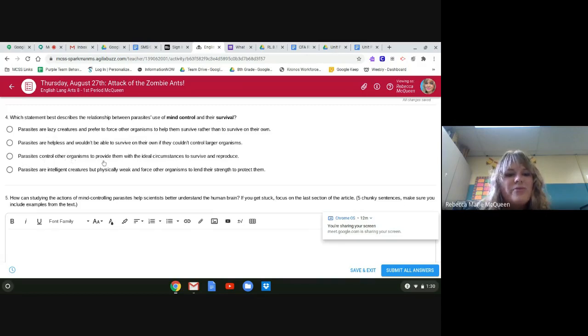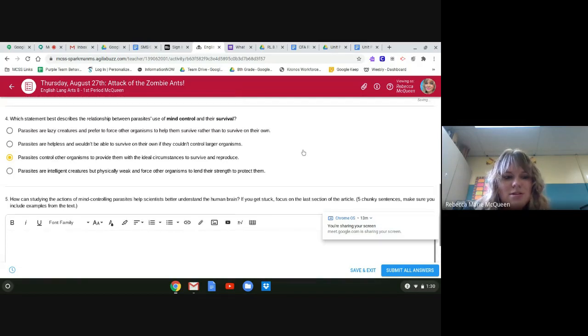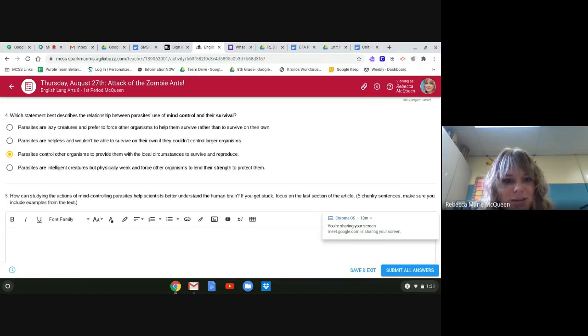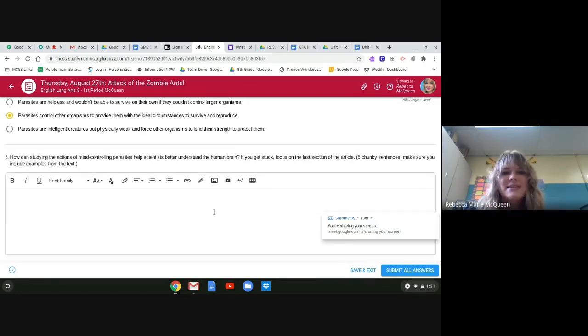Parasites control other organisms to provide them with the ideal circumstances to survive and reproduce. This one seems pretty good. Last one. Parasites are intelligent creatures but physically weak and force other organisms to lend their strength to protect them. Protection wasn't what it was about, right? That worm wanted the fish to flop on to shore because the worm thrives inside of a bird, right? So that's the ideal circumstances to survive and reproduce. It's all about like, hey, I gotta bake my babies. What's the best oven, right? It's kind of a gross way of referring to it. Sorry, but this whole article is gross. I hope y'all, people who like gross, nasty nature stuff, enjoyed it.